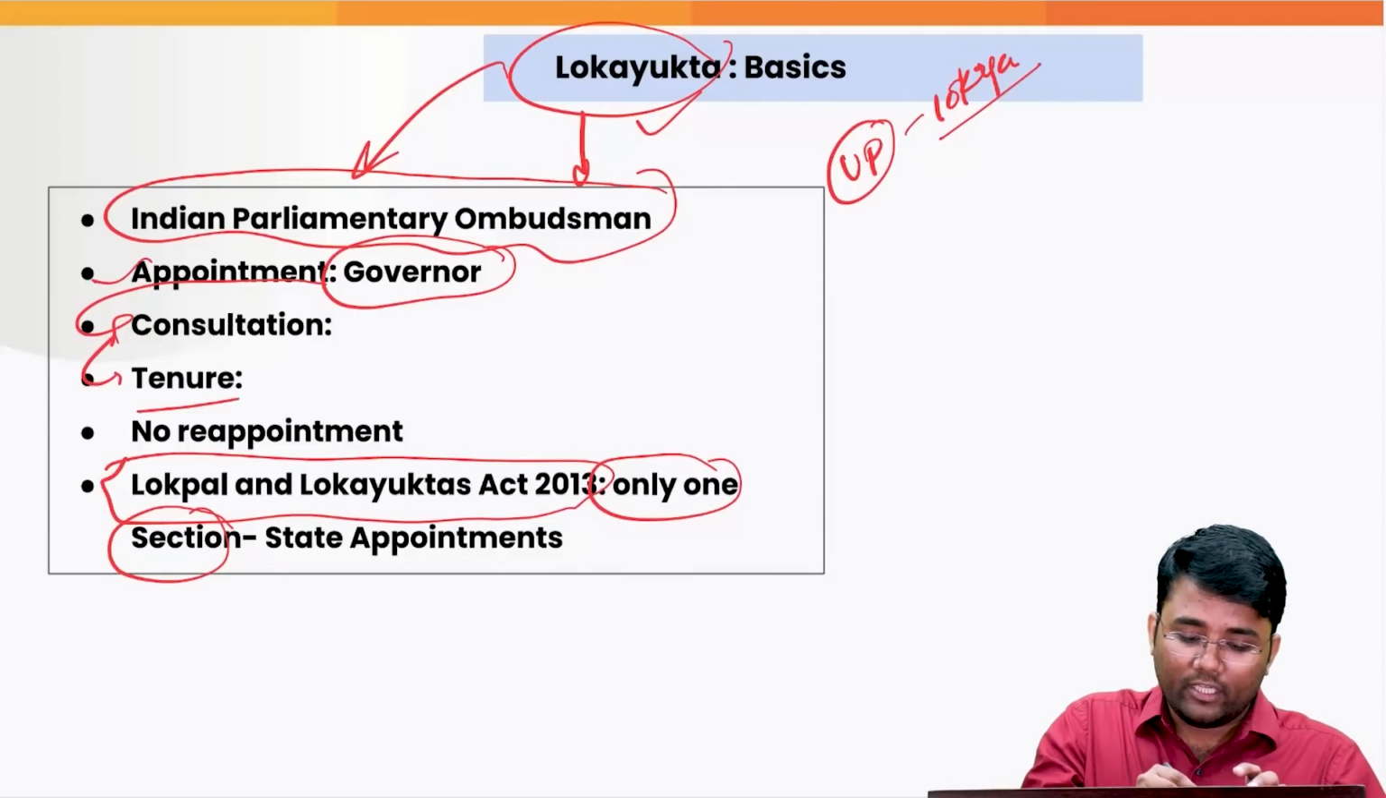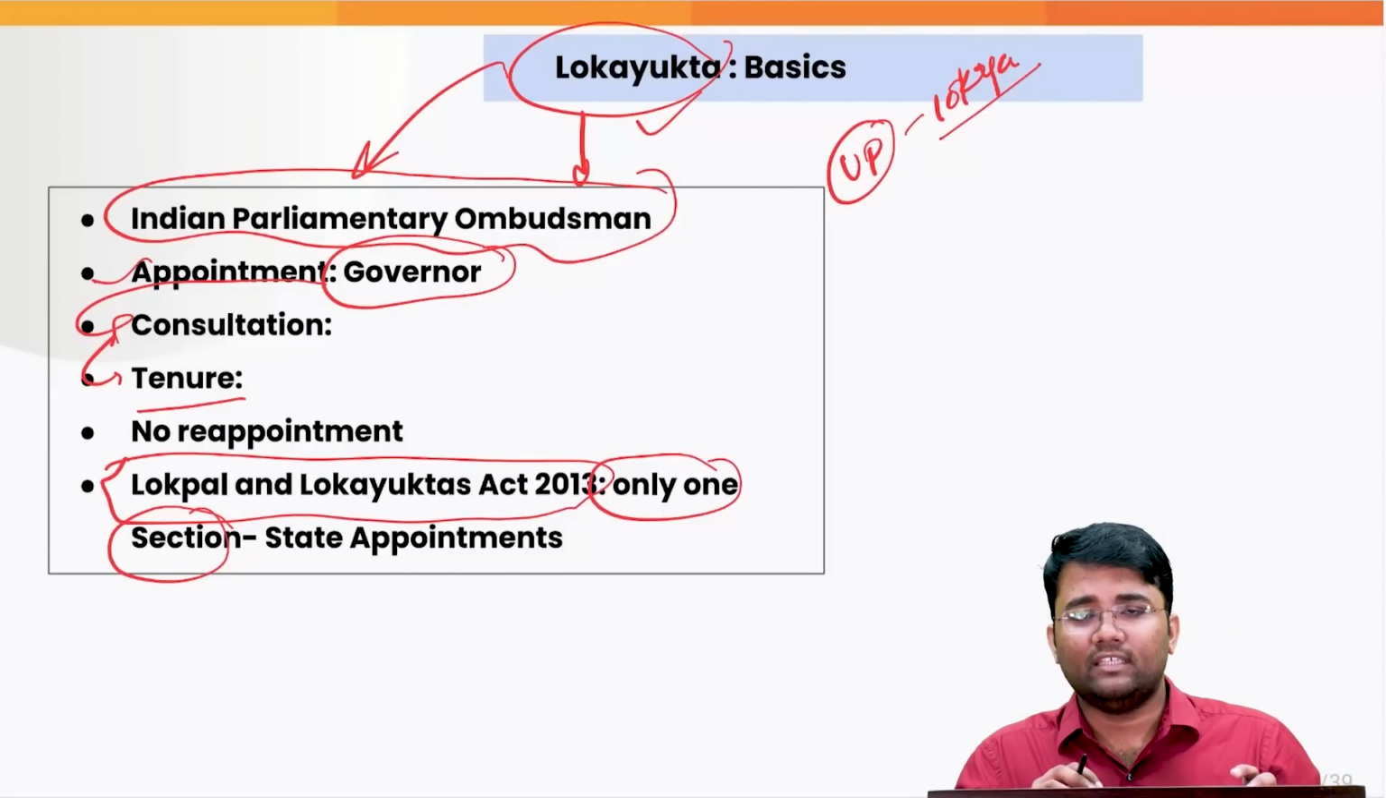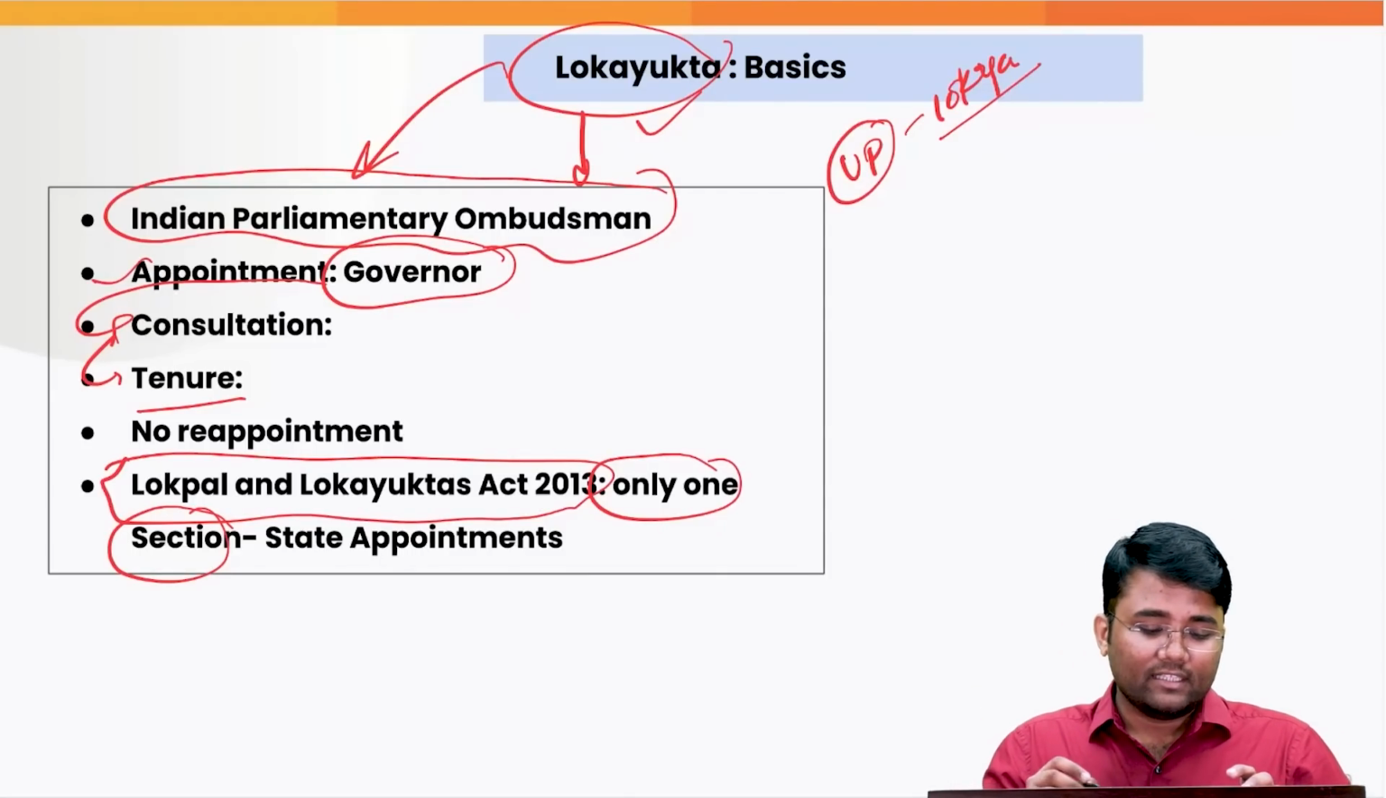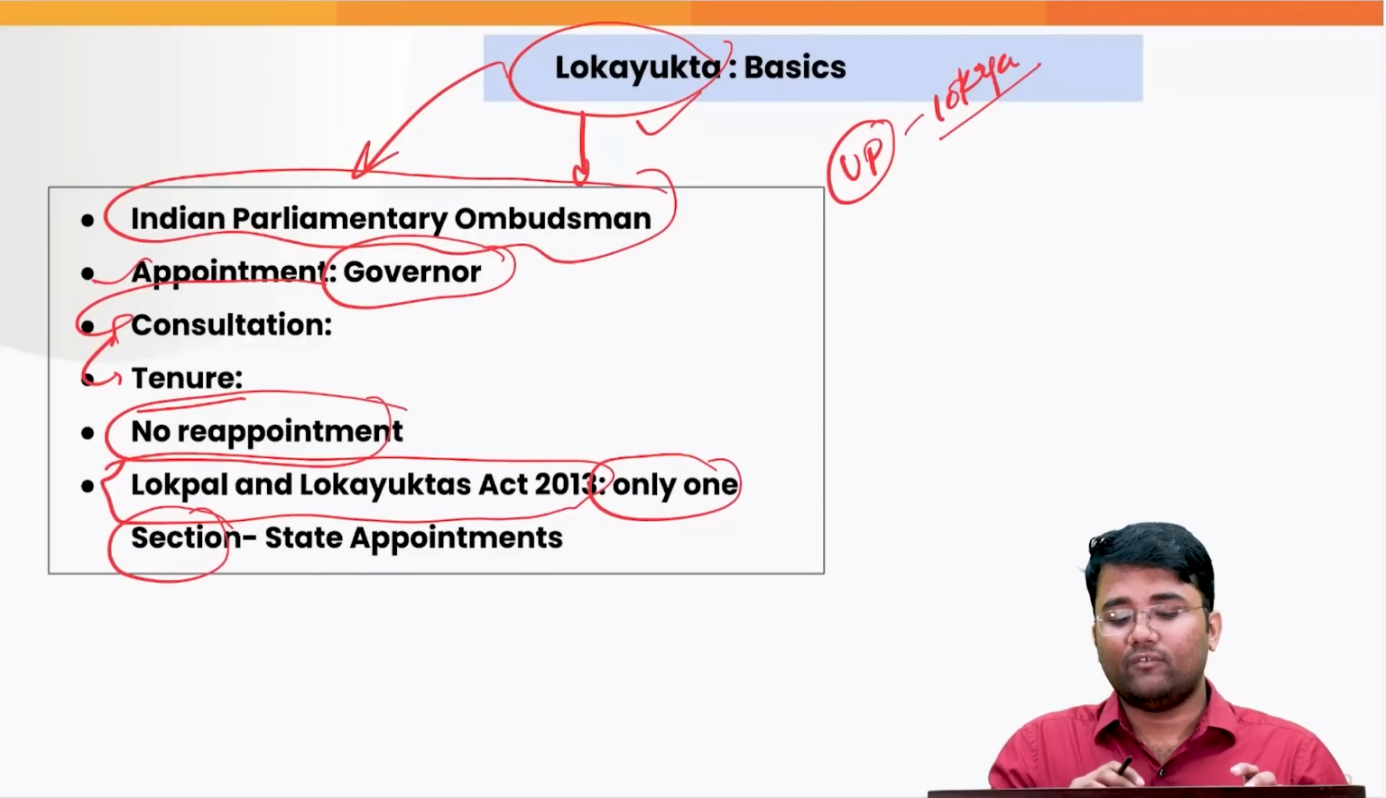The tenure of the Lokayuktas is 5 years or 65 years of age, whichever is earlier. There is no provision of reappointment for Lokayuktas.